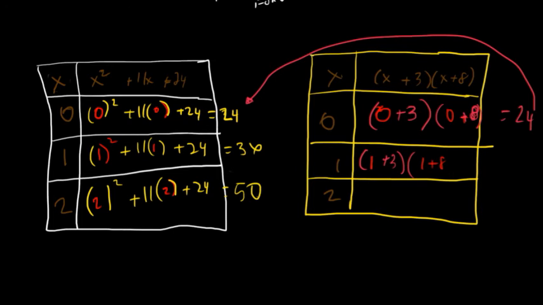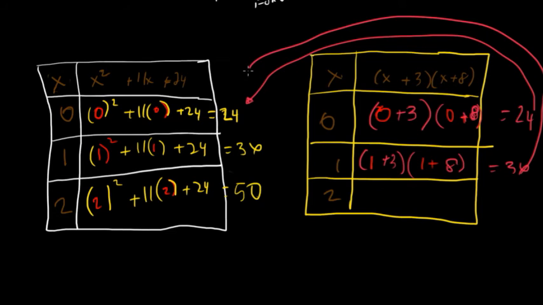Well, 1 plus 3 is 4. Then 1 plus 8 is 9. And 4 times 9, that'll give me a 36. And that's the same thing that I have here. So far, so good, right? We just have to do this last one. Then we can actually prove that the factored form and the original expression are equal.